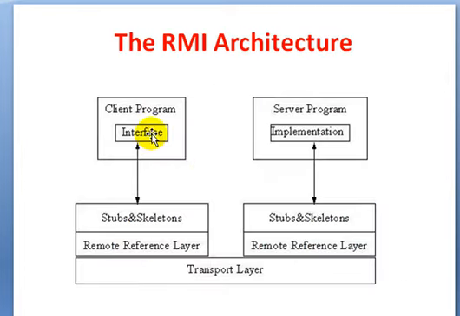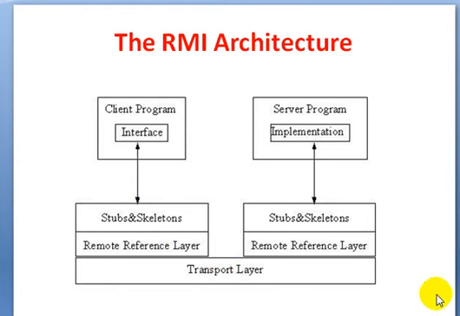We have a client here, we have a server. This is the basic architecture of RMI. We have stubs and skeleton which are connected to each other to make a communication way between these two. We have a remote reference layer.